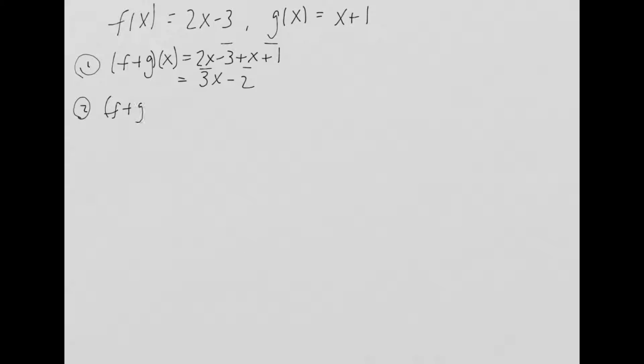What's f plus g of 3? And think about what this means. This means look at the function f plus g and then plug in a 3. So if I plug in a 3, I get 3 times 3 minus 2, which is 7.